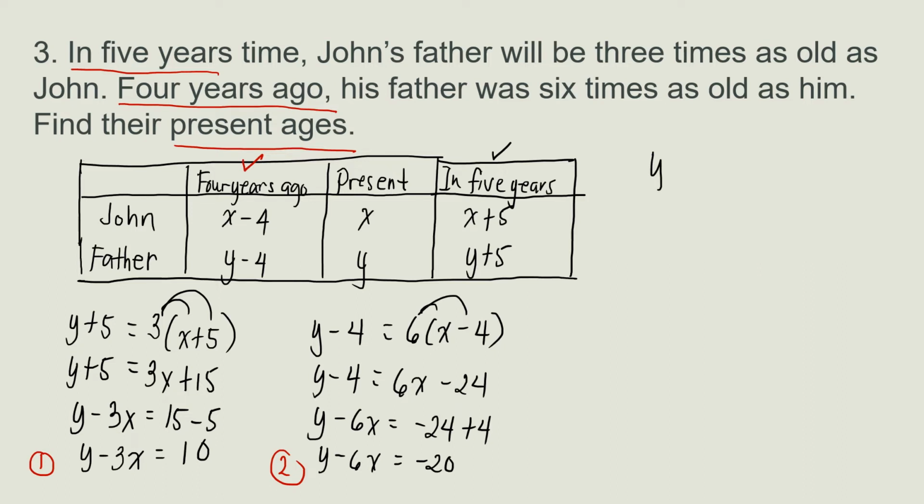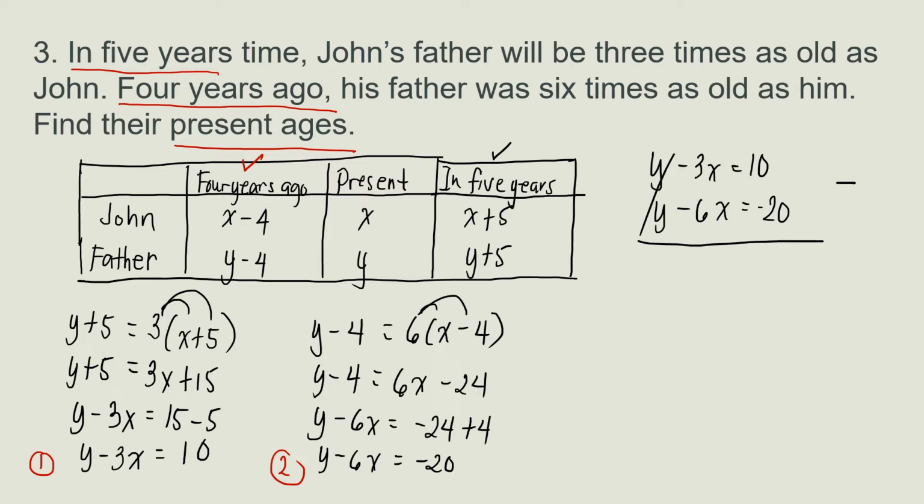We have y minus 3x is equal to 10. This is your first equation. Your second equation, y minus 6x is equal to negative 20. So it's easier to eliminate your y. For you to eliminate your y, you need to use subtraction. Okay, so let's minus. Y minus y is 0, of course.